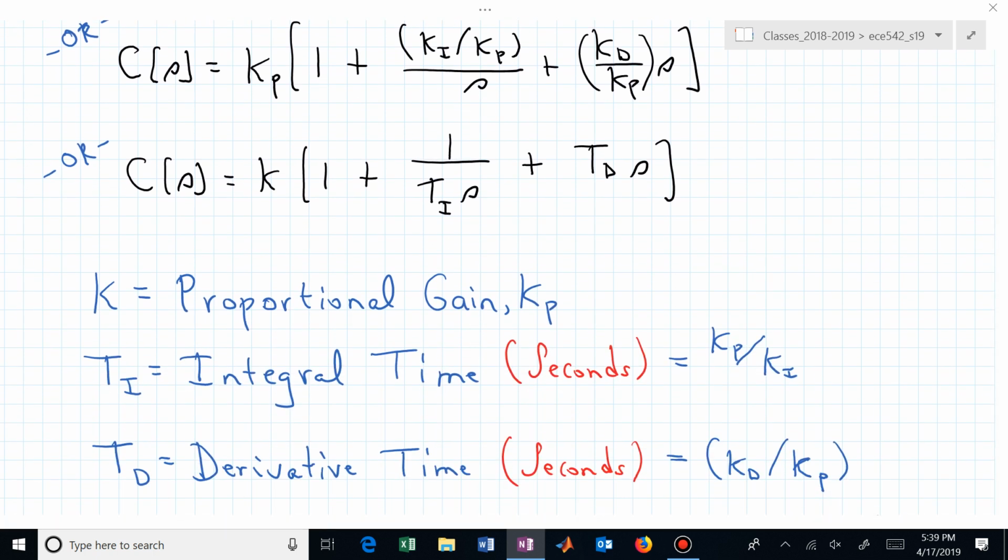And here I've just tried to define some of those variables in these three equivalent forms.